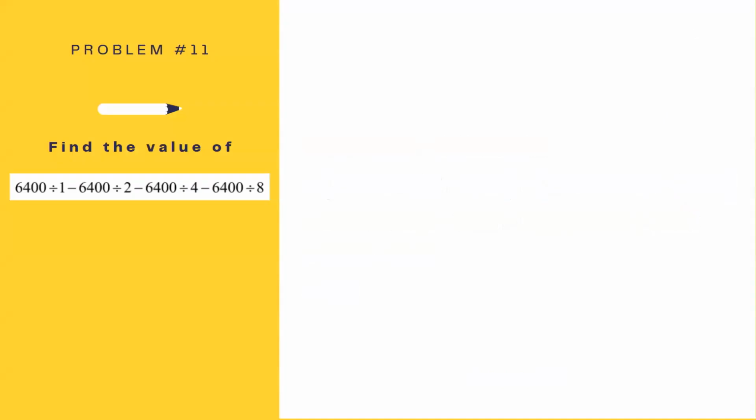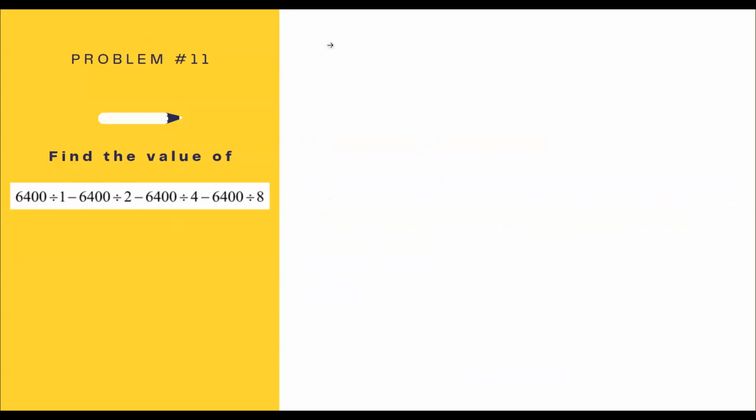How about this one? How do we get the value of this one? We have 6,400 divided by 1 minus 6,400 divided by 2 minus 6,400 divided by 4 minus 6,400 divided by 8. So what do you think is the answer? 800. Okay, so let's see.